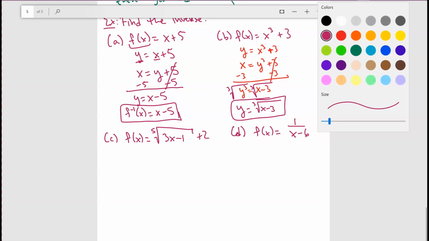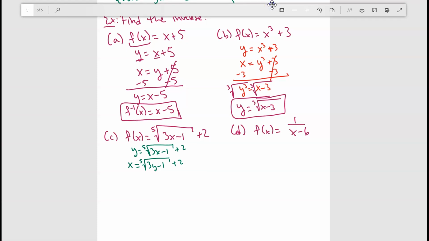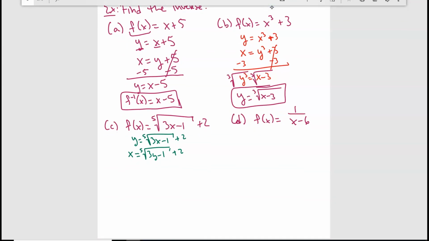First this one, let's change this to y, the 5th root of 3x minus 1 plus 2. I'm going to swap them. This is going to be an x. This is going to be a y. The 5th root of 3y minus 1 plus 2. Now I'm going to move the 2, because I got to solve for y. So move the 2 over. So x minus 2 equals the 5th root of 3y minus 1. How do I get rid of that 5th root? Well, I can raise both sides to the 5th power. So you get x minus 2 to the 5th power equals 3y minus 1.